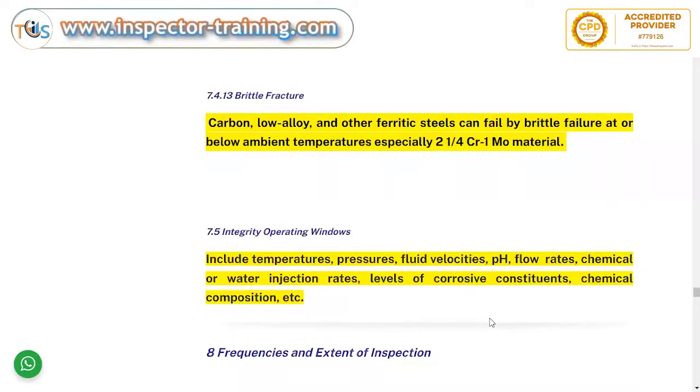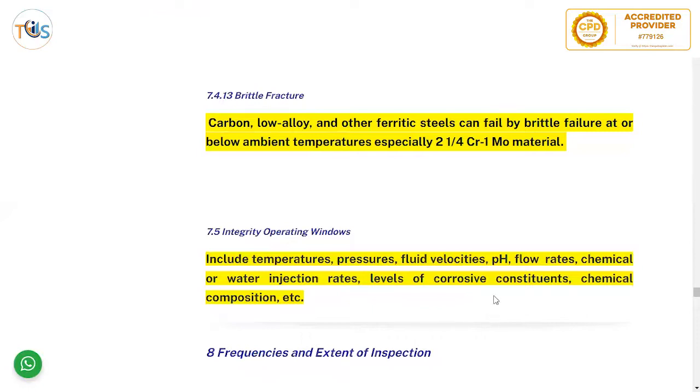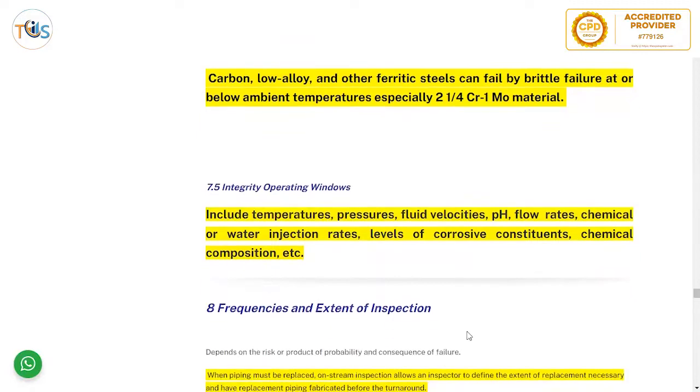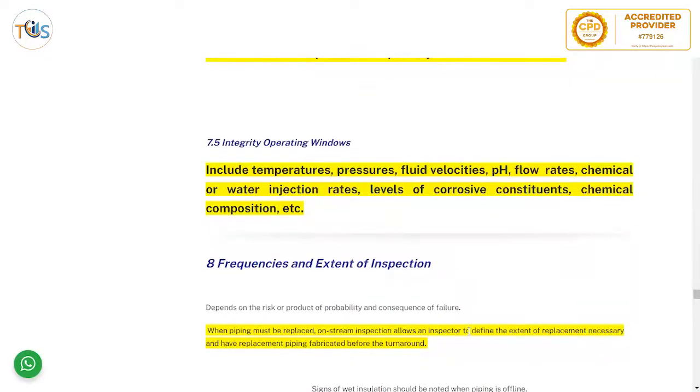Carbon, low alloy, and other ferritic steel can fail by brittle fracture at or below ambient temperature, especially 2 1/4 chrome 1 moly material, which is widely used for pressure vessels. During startup and shutdown, we have to be careful that the ductile-to-brittle transition temperature doesn't get reached for that particular material at that thickness, especially 2 1/4 chrome 1 moly material.